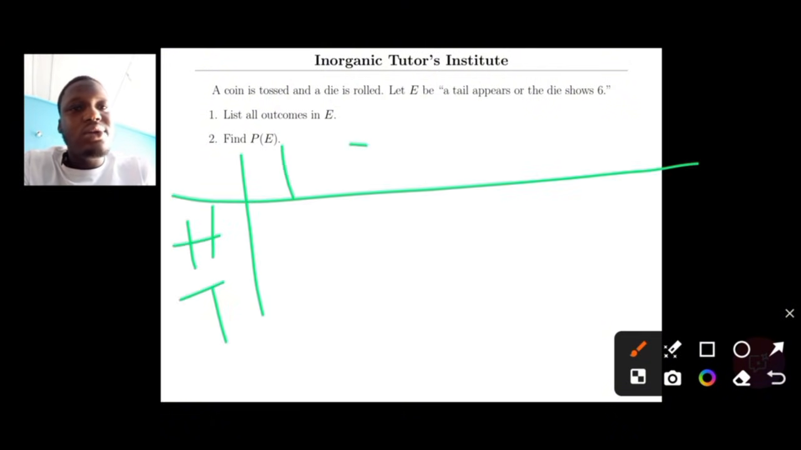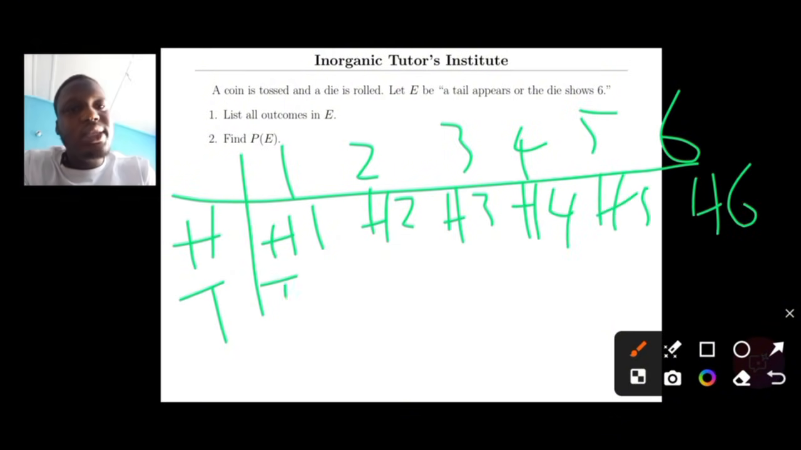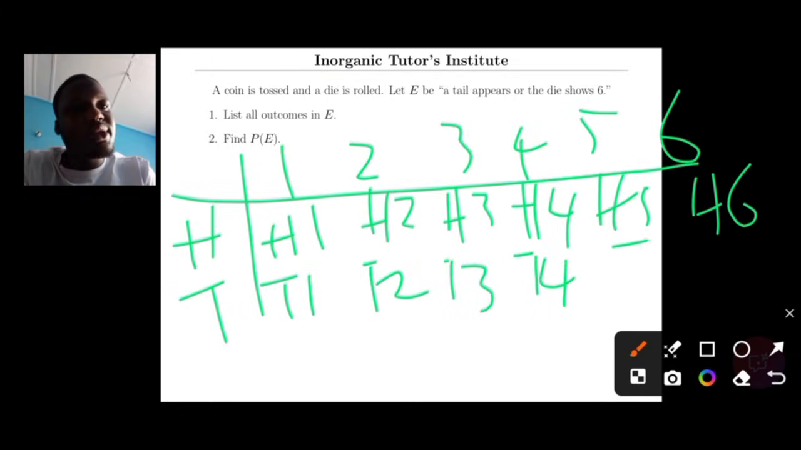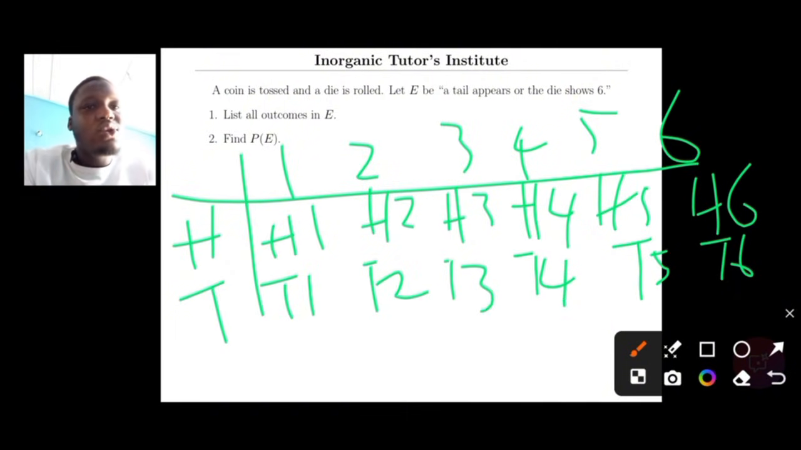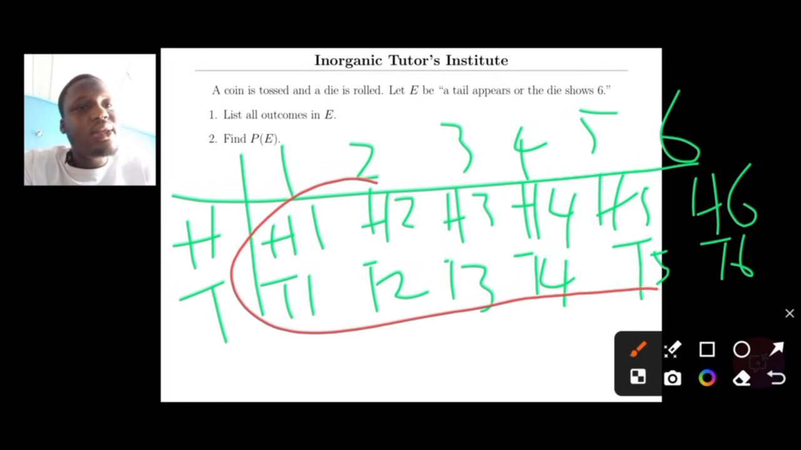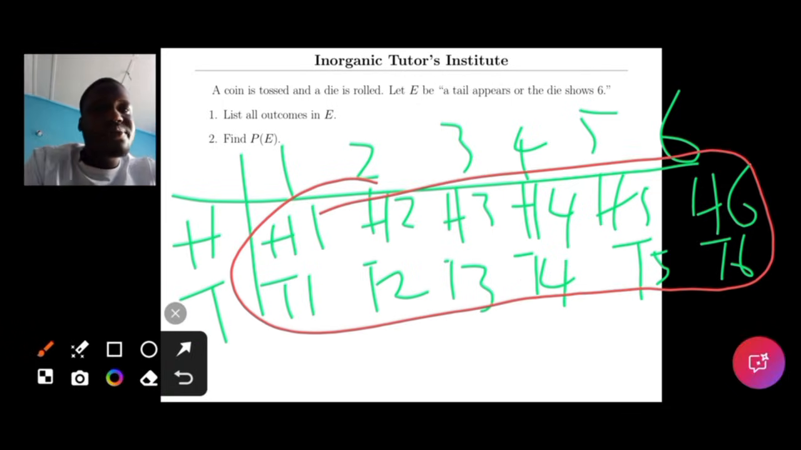So H and T, 1, 2, 3, 4, 5, 6. H1, H2, H3, H4, H5, and H6. T1, T2, T3, T4, T5, T6. Good. So I was saying this is the sample space.